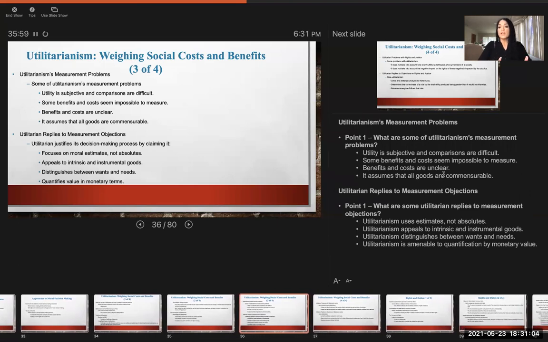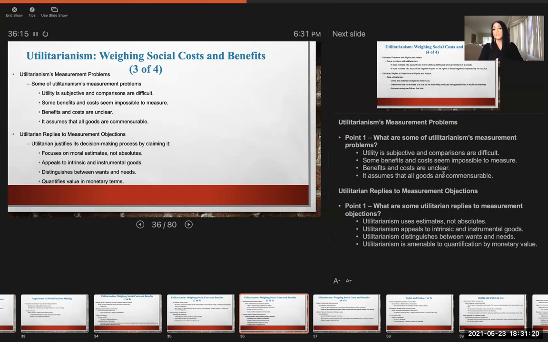What are some of the utilitarian measurement problems? Well, utility is subjective and comparisons are difficult. Some benefits and costs seem impossible to measure. We look at benefits and costs as unclear, and it assumes that all goods are commensurable.